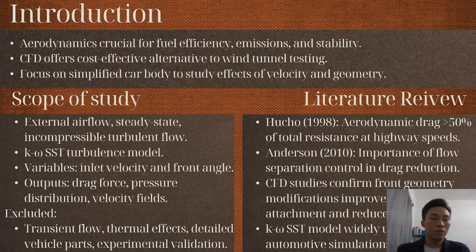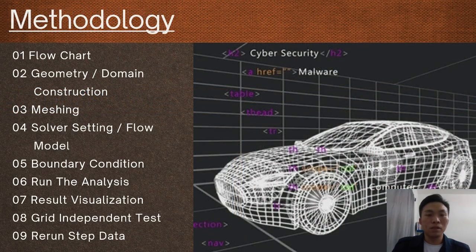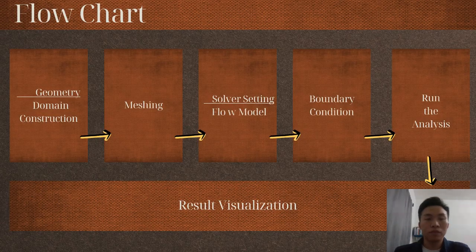The scope of the study covers the variables, which are inlet velocity and front angle, and the outputs are the drag force, pressure distribution, and velocity fields. Now I am presenting the methodology. This is the flowchart and it will be explained in the following slides.